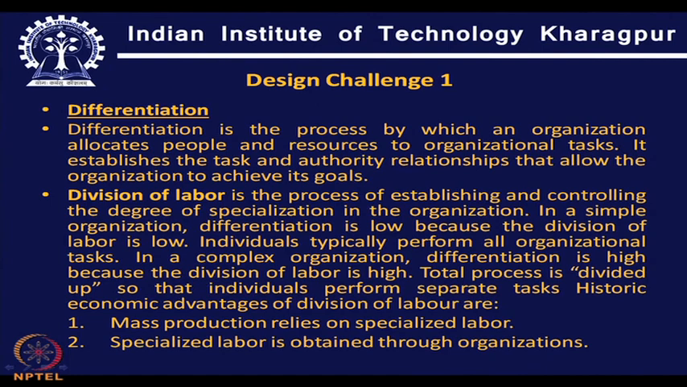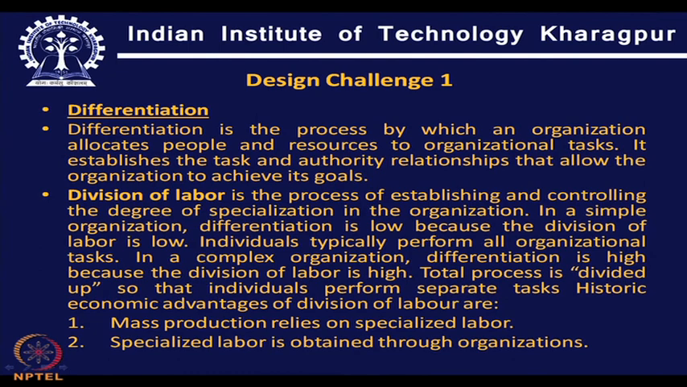The first of the design challenges is differentiation. We will first see what differentiation is, what we mean by division of labor, what is meant by vertical differentiation and horizontal differentiation, and we will try to find out issues regarding it. So the first design challenge is of course differentiation. Differentiation is the process by which an organization allocates people and resources to organizational tasks. It establishes the task and authority relationships that allow the organization to achieve its goals.